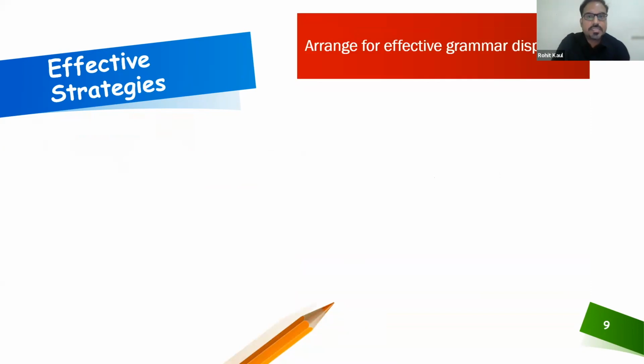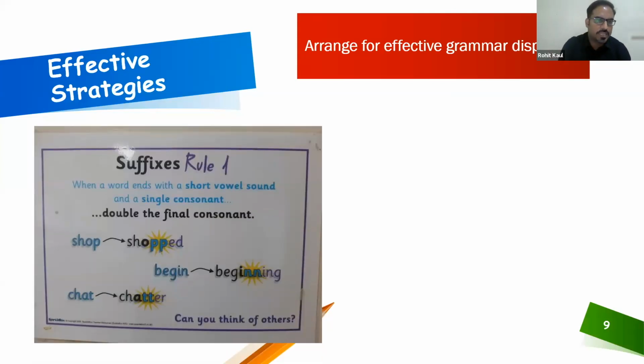Arrange for effective grammar displays. So I already talked about how we should be able to arrange those grammar displays, because grammar, spelling, punctuation, these all form an important part of language acquisition. So how have you thought of the displays in your class? Like if you're talking about suffixes rule 1, sorry, if you have planned that lesson, what displays have you planned for it, or what visual tool will you provide them in the classroom so that they will learn that language?